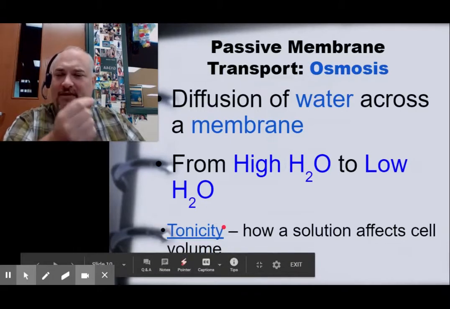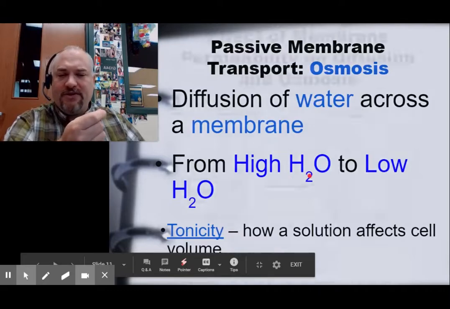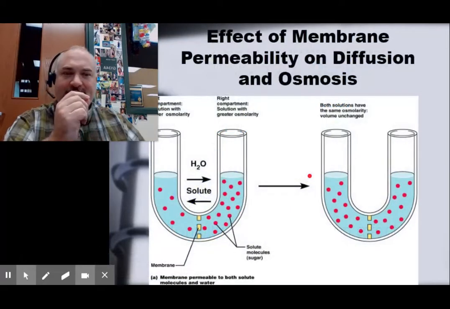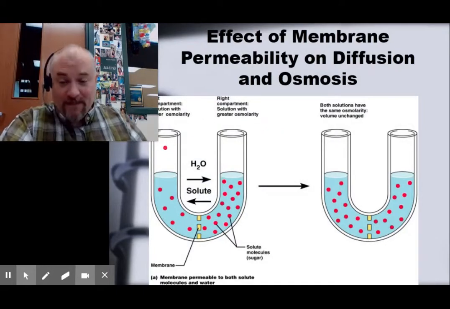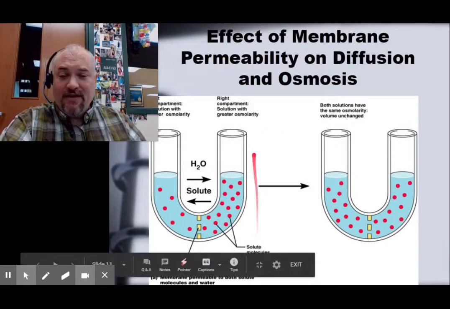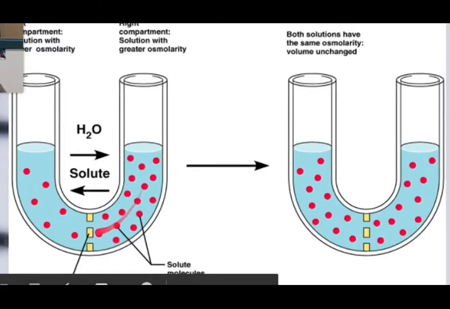But it can get a little mixed up in folks' heads. So let's take a look at a picture that'll hopefully help us understand those differences. Here we've got the first U tube, U as in the letter U. You can see we've got water on both sides in the blue, and then we've got these little red molecules of solute, could be salt, sugar, anything, okay? And we have a membrane between them.